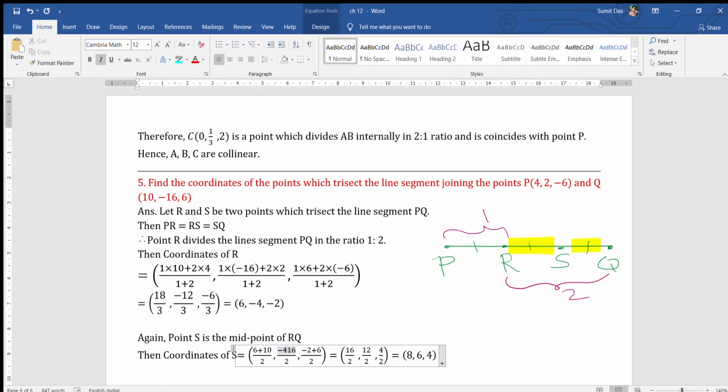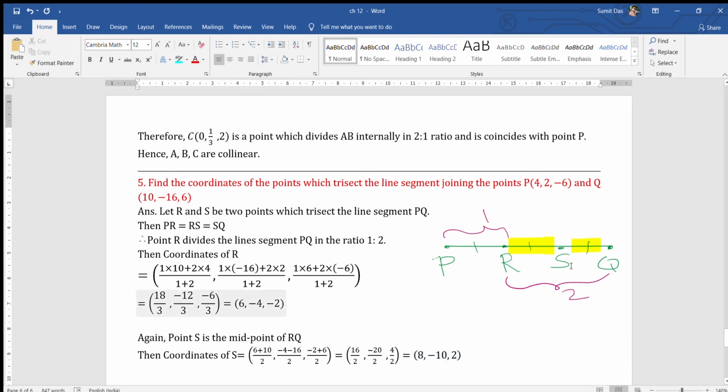One another mistake is here. Here it was minus 16. So it is minus 4 minus 16, it will be minus 20. Minus 20, so it will be minus 10. Calculation, just check again. Okay. And 6 minus 2, it will be 4. Sorry, 4 divided by 2 is... Look, there were a few mistakes, so be careful while calculating.